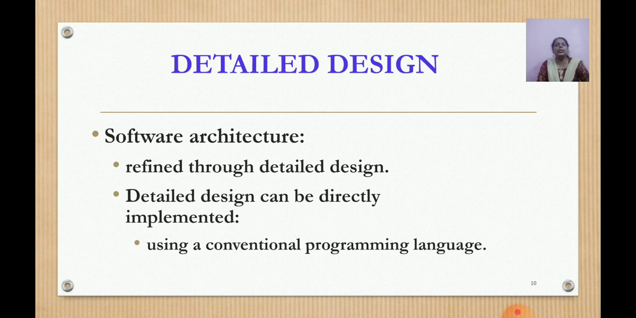Software architecture is defined through detailed design. Detailed design can be directly implemented using a conventional programming language, meaning it can be easily implemented in any programming language from the detailed design.